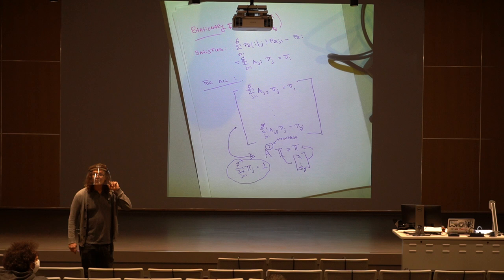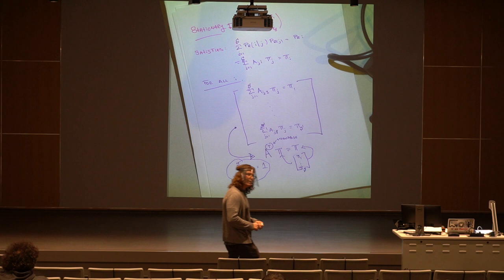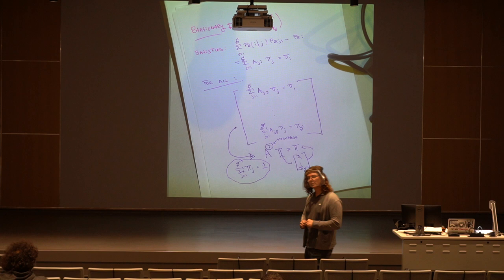It's the transition matrix. A transpose is the transition matrix transpose. Say something that doesn't make sense.